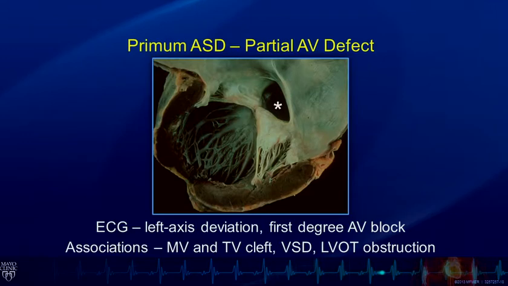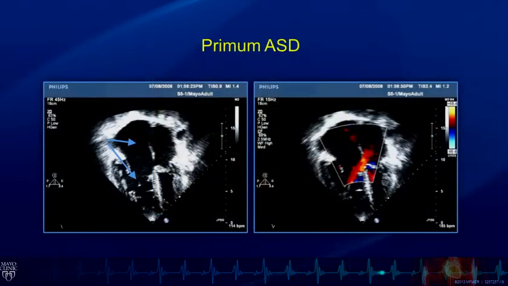One of the pearls for this type of atrial septal defect is that the electrocardiogram characteristically demonstrates left axis deviation and first-degree atrioventricular block, a common question on board examinations.